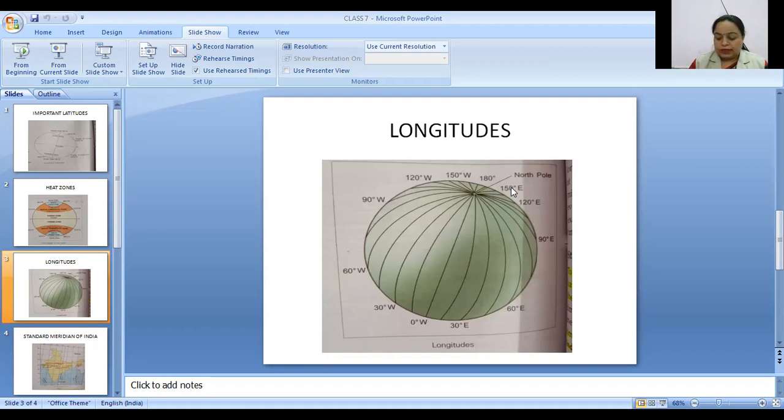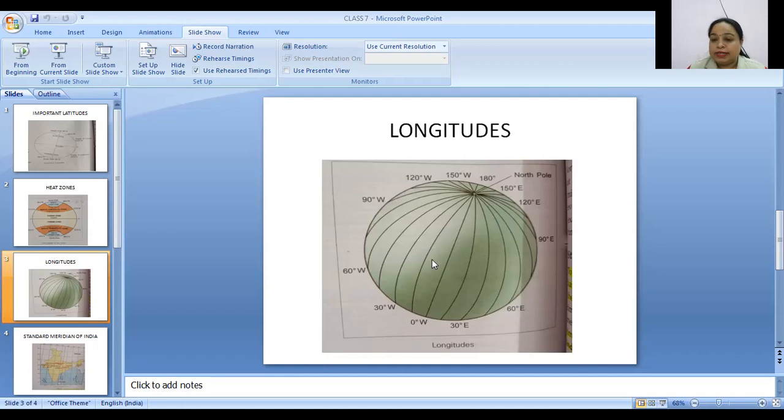What are the important facts about longitude? First, these are imaginary lines that run from the north pole to the south pole. Understood? This is the first thing about longitude. The next important thing is that the distance between these is measured in degrees. These are also called meridians.